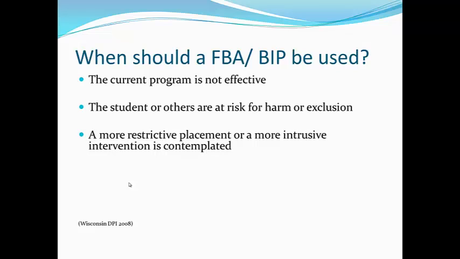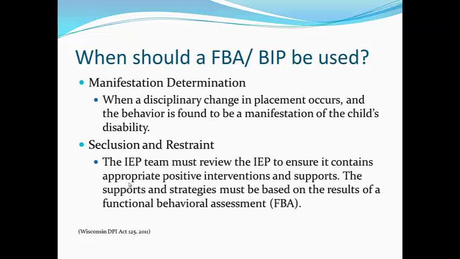Other instances could include when a student's current programming does not seem to be working, when a student's behavior puts them or others at risk for harm, or when a change in placement or more intensive interventions are being contemplated. Two other instances when an FBA and BIP are necessary are when a student's behavior results in a disciplinary change in placement and the behavior is found to be a manifestation of the student's disability, and when the seclusion or restraint of a student occurs.